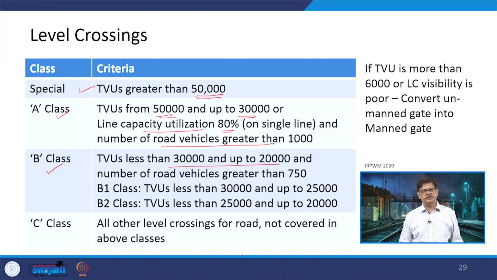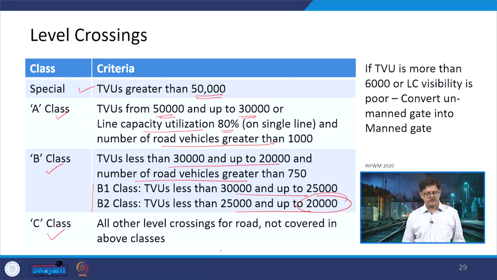20,000 to 30,000, and within this 20,000 to 30,000 we have two categories as B1 and B2. So, in the case of B1 it is 30,000 and 25,000, in the case of B2 it is 20,000 and 35,000, and this 20,000 we have already discussed. As soon as this value is there, the interlocking has to be provided. The other criterion here is in terms of the number of road vehicles. If the number of road vehicles is greater than 750, then also this is a B class categorization.